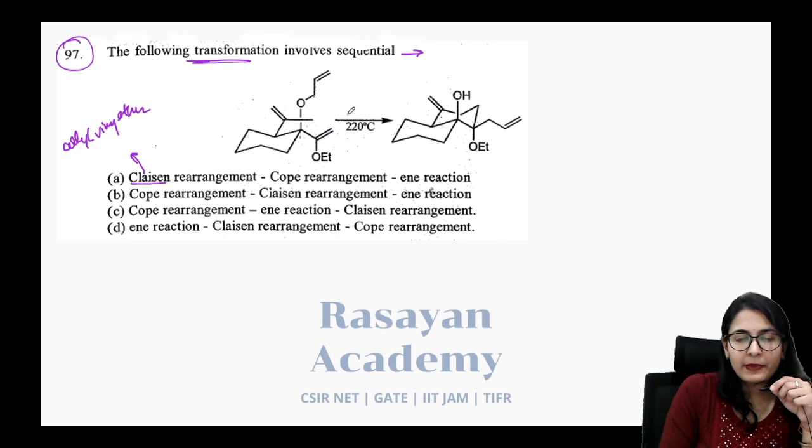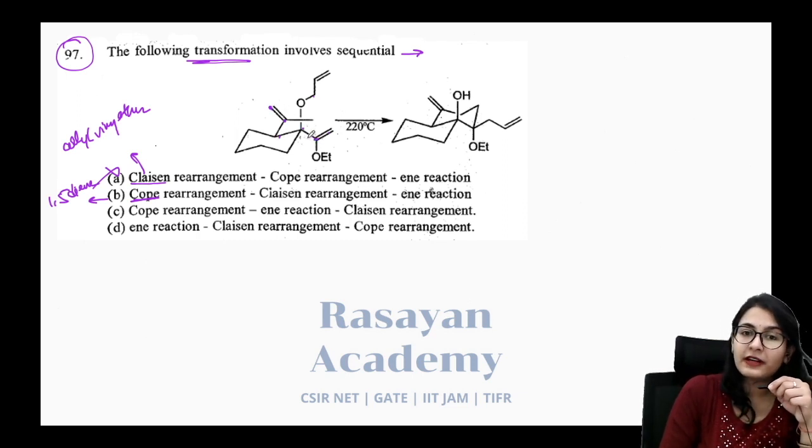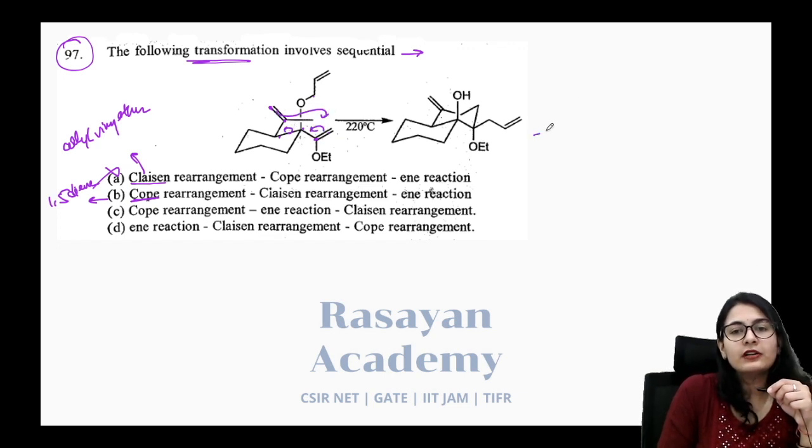This is allyl part, but this is also allyl part. So till now you don't have the allyl vinyl ether. So option A cannot be possible. You don't have the allyl vinyl ether. For Cope rearrangement, you are going to look for the 1,5-diene system. Do you have the 1,5-diene? Let's check. So 1, 2, 3, 4 and 5. Yes, you have the 1,5-diene. Maybe Cope is possible. Let's try to do the Cope rearrangement from the first.